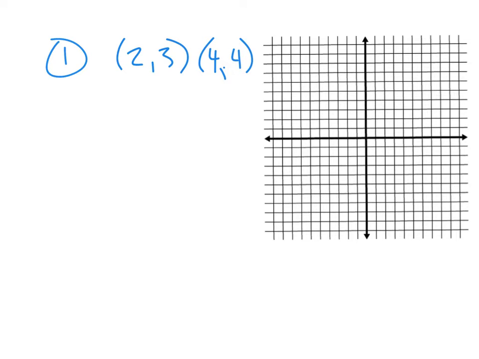So let's graph these. My first point is at 2, 3, so I go over 2, up 3. My next point's at 4, 4, so I go over 4, up 4. That's a tiny little slope.